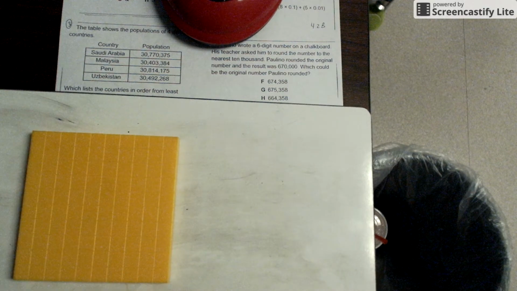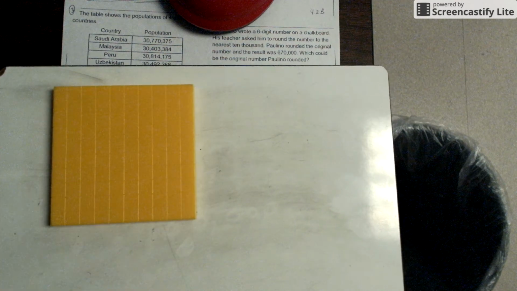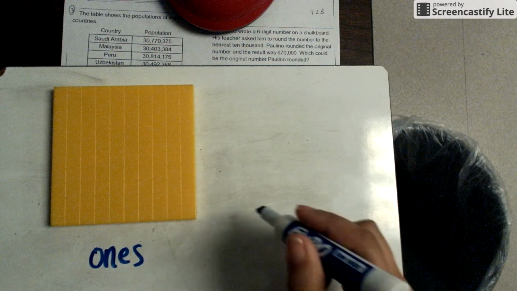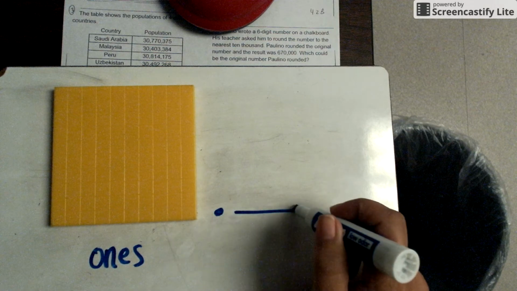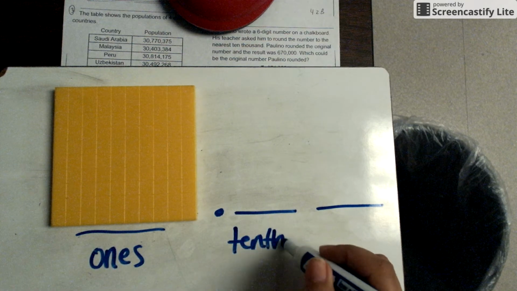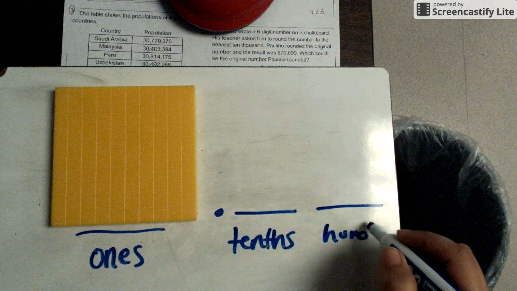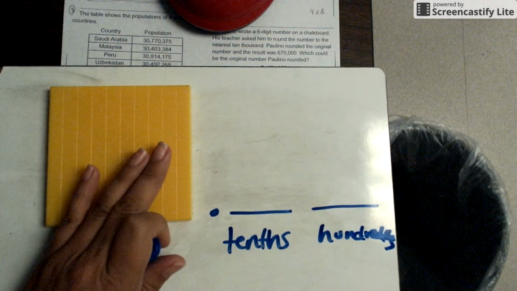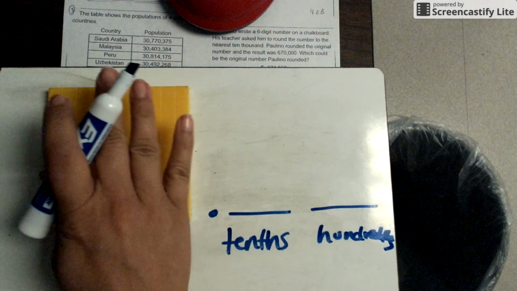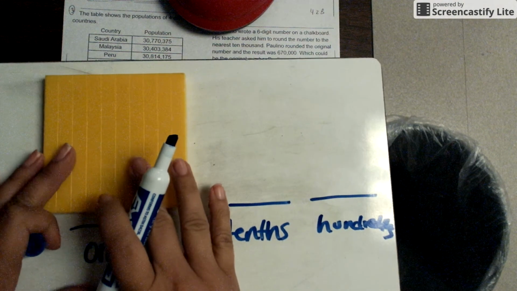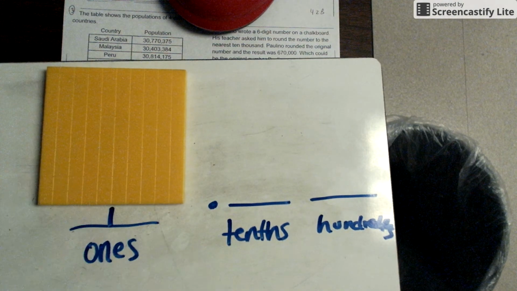An entire flat represents the ones place in place value. So this represents your ones place. And then anything beyond that represents your tenths and hundredths place. Okay, so if you have a picture model and the entire flat of 100 is shaded, that means that you have one whole, or a 1 in the ones place.